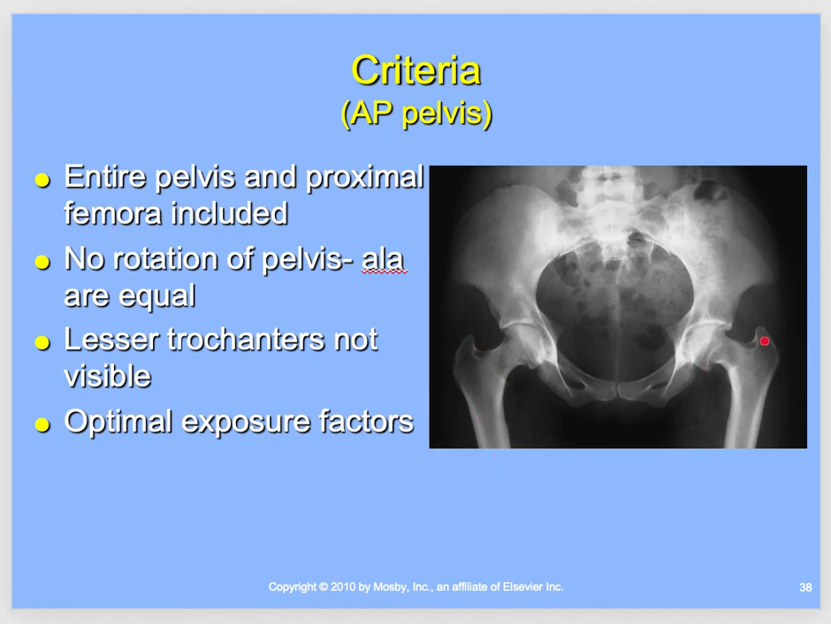So proximal femurs here, you can see that lesser trochanter is hidden. The greater trochanter is in profile, nicely viewed. You see both of the iliac crests and a little bit above them, about 1.5 inches, 2 inches above that iliac crest. Both wings of the ala are visualized. No rotation of the pelvis. The ala is equal on both sides. Lesser trochanter not visible. Optimal exposure factors.